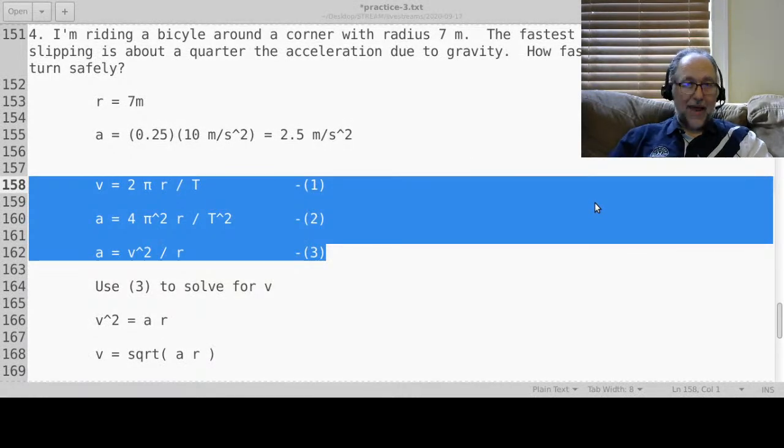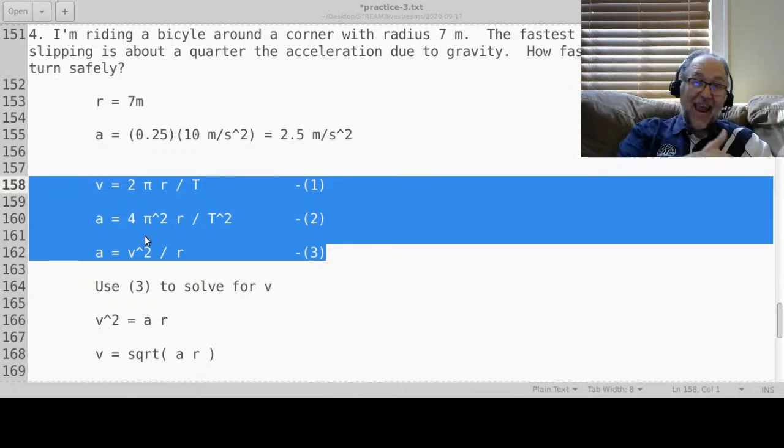There are the three equations that you have. Capital T is the period, the time it takes to make one complete revolution around a circle. All right, so the first one is v is equal to 2 pi r over T. And it does give you v, and you do have r, but I didn't give you any time information, so you don't have the period. You can't use that one.